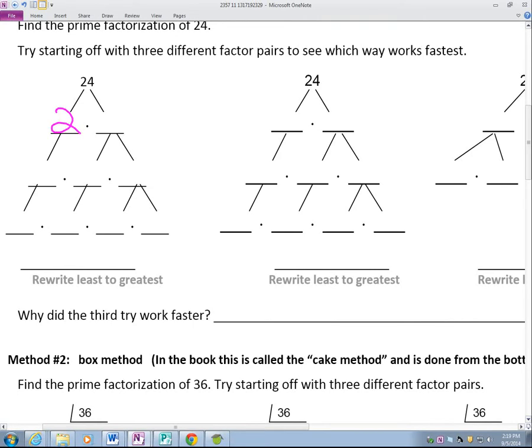So 2 and what is 24? Sam? 12. Correct. Now this guy is just going to go along for the ride. So I'm going to go ahead and write that down right there. He's done. That's prime. He's already out there. Then we have 12 times what? One of those two numbers, we want it to be prime. Lainey? 2 times 6. Very good.